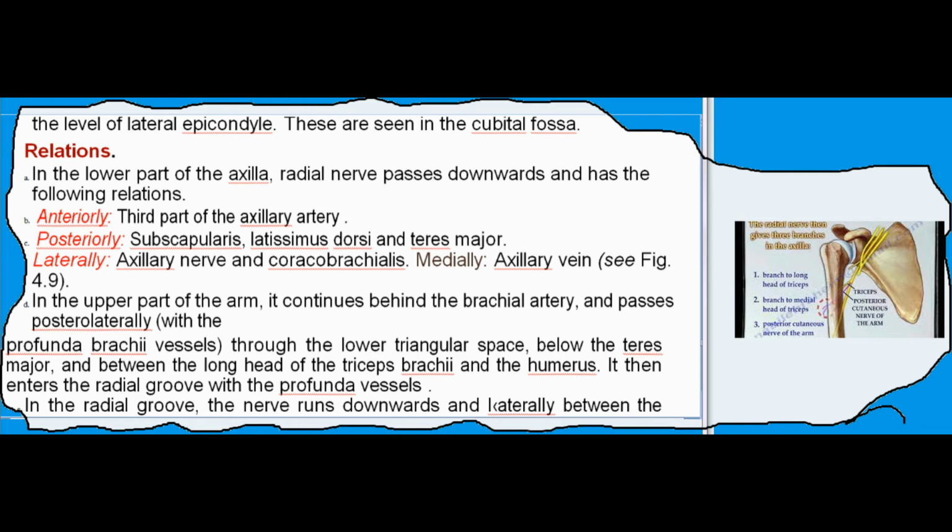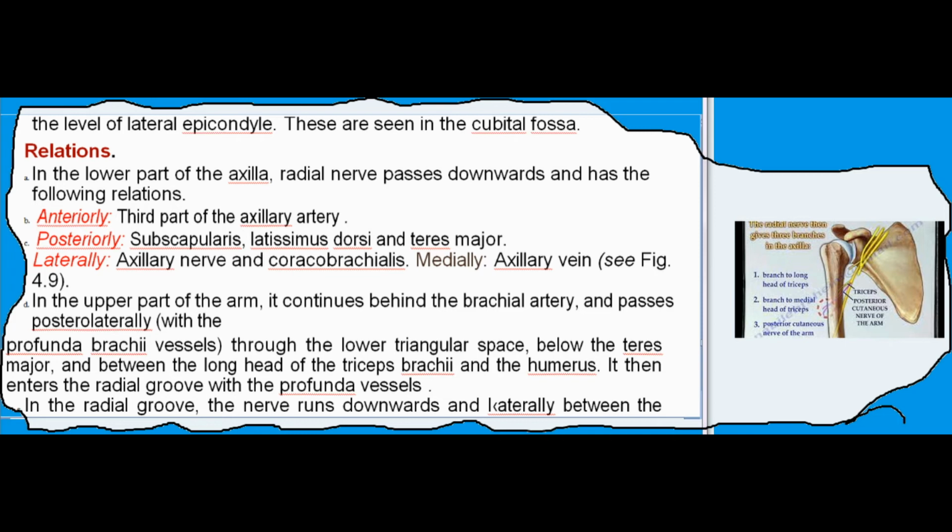Relations: in the lower part of the axilla, the radial nerve passes downwards and has the following relations. Anteriorly, the third part of the axillary artery. Posteriorly, subscapularis, latissimus dorsi and teres major. Laterally, the axillary nerve and coracobrachialis. Medially, the axillary vein, see Fig 4.9.